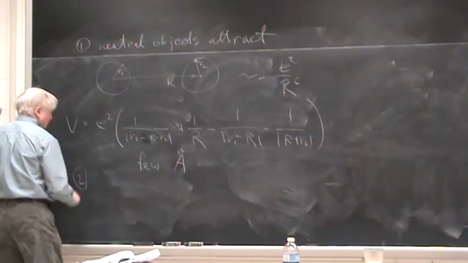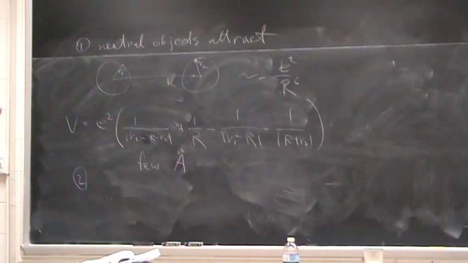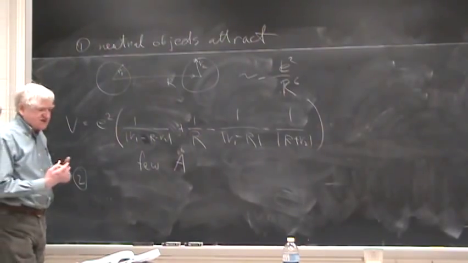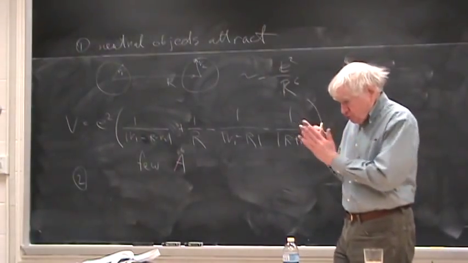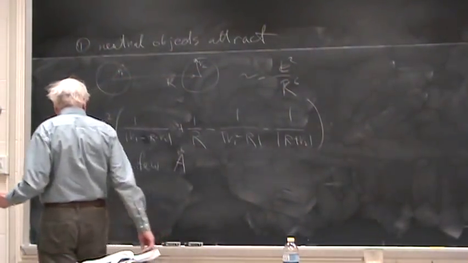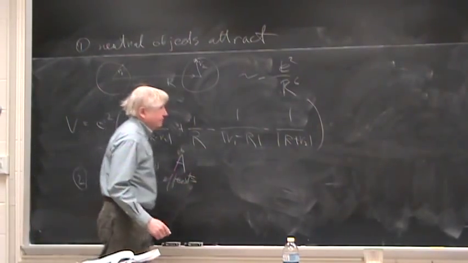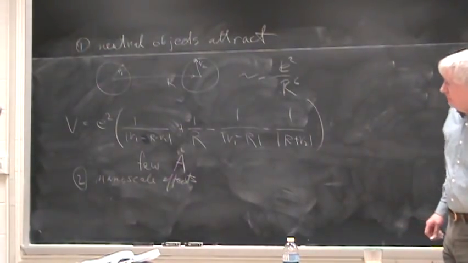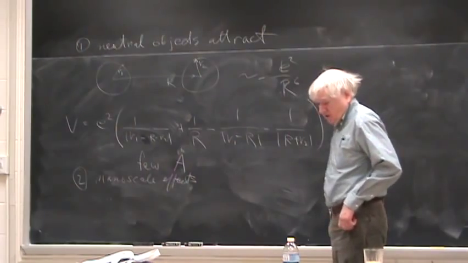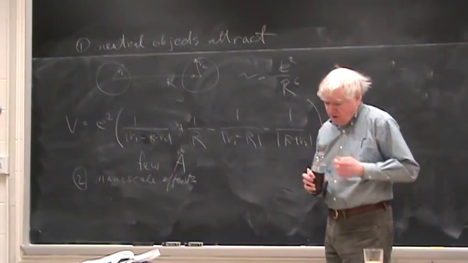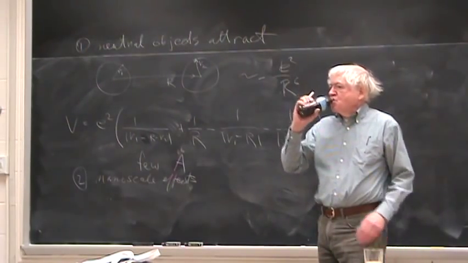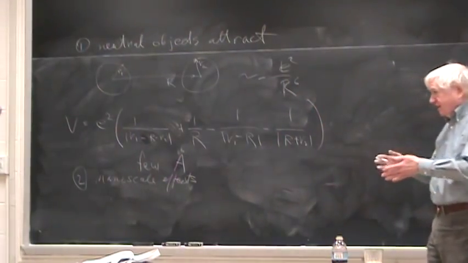The second thing is, at somewhat longer distances, as I said, you can take into account retardation, but other things come into play. So when you're building nanoscale objects, you need to worry about neutral objects attracting, or even in some geometries, repelling each other. So, nanoscale effects. And these have applications in biophysics and also in semiconductors, because the scale, Intel's going down to 22 nanometers now.